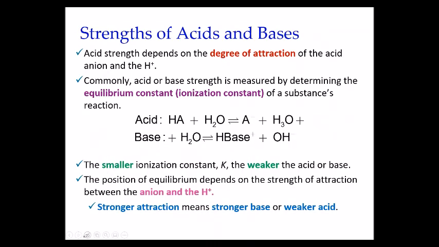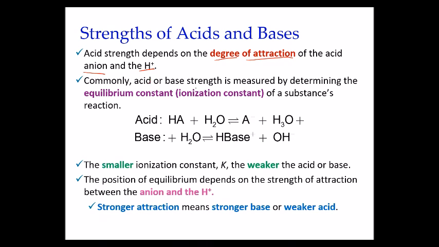All right, strengths of acids. Some things to consider, strengths of bases too. Acid strength depends on the degree of attraction of the acid anion and the H plus. So how strongly attracted to the anion the H is. If it's not a very strong attraction, it's going to more easily break apart and ionize. So if the attraction is weaker, that means the acid would be stronger because it's more willing to detach the H. If it was stronger, that means it has a stronger attraction for its hydrogen, so it's less likely to let it detach and become an ion in water.